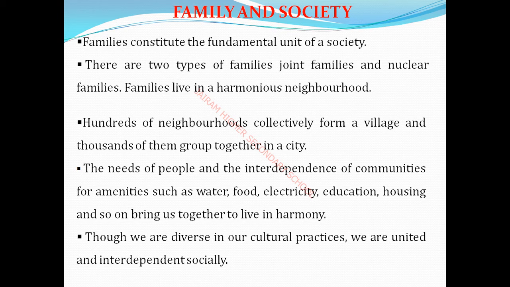Whatever the things shown to you, we are different through religion, food habits, and dressing code, but in the name of one, we are all a nation, one, all Indians. At that, we are treated as united. So each and every person of this nation and this world is interdependent on each other. I hope you are clear about the family and society paragraph.